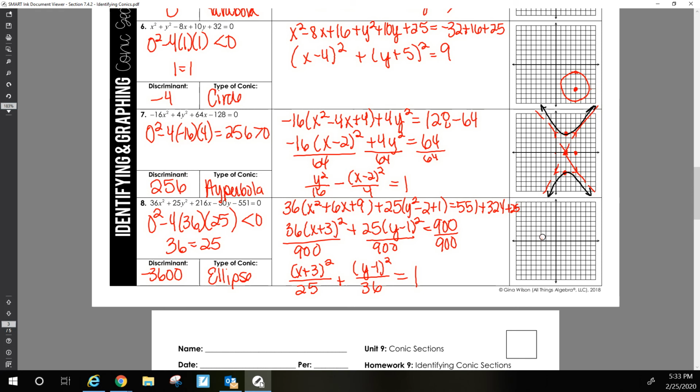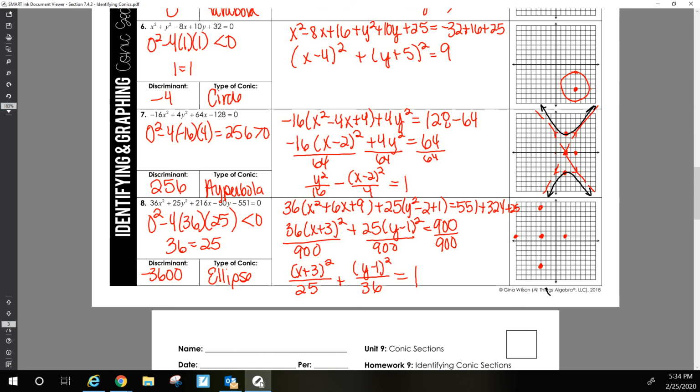This is going to be a horizontal or a vertical ellipse. Well, we can look at our biggest number, but if not, we know in our x, we're going to go to the left and to the right the square root of 25, which is 5. So 1, 2, 3, 4, 5 is over here. 1, 2, 3, 4, 5 is over here. And from our center in the y direction, we're going to go the square root of 36, so up 6 and down 6.